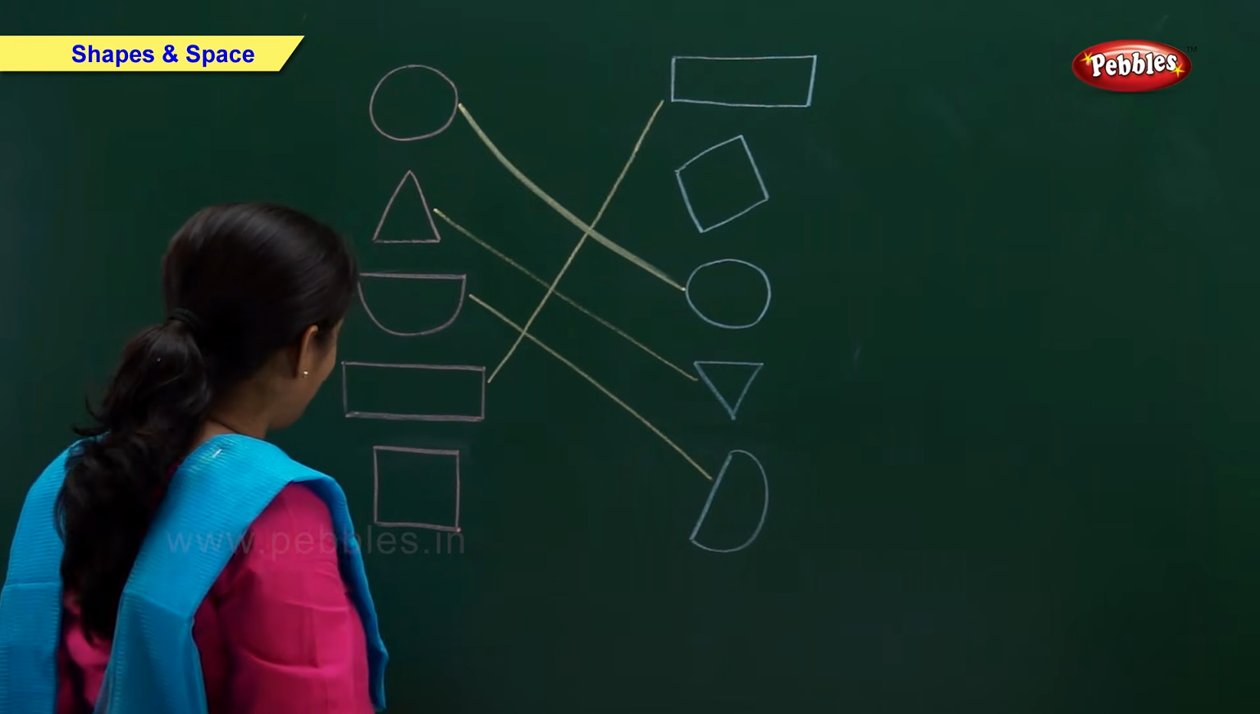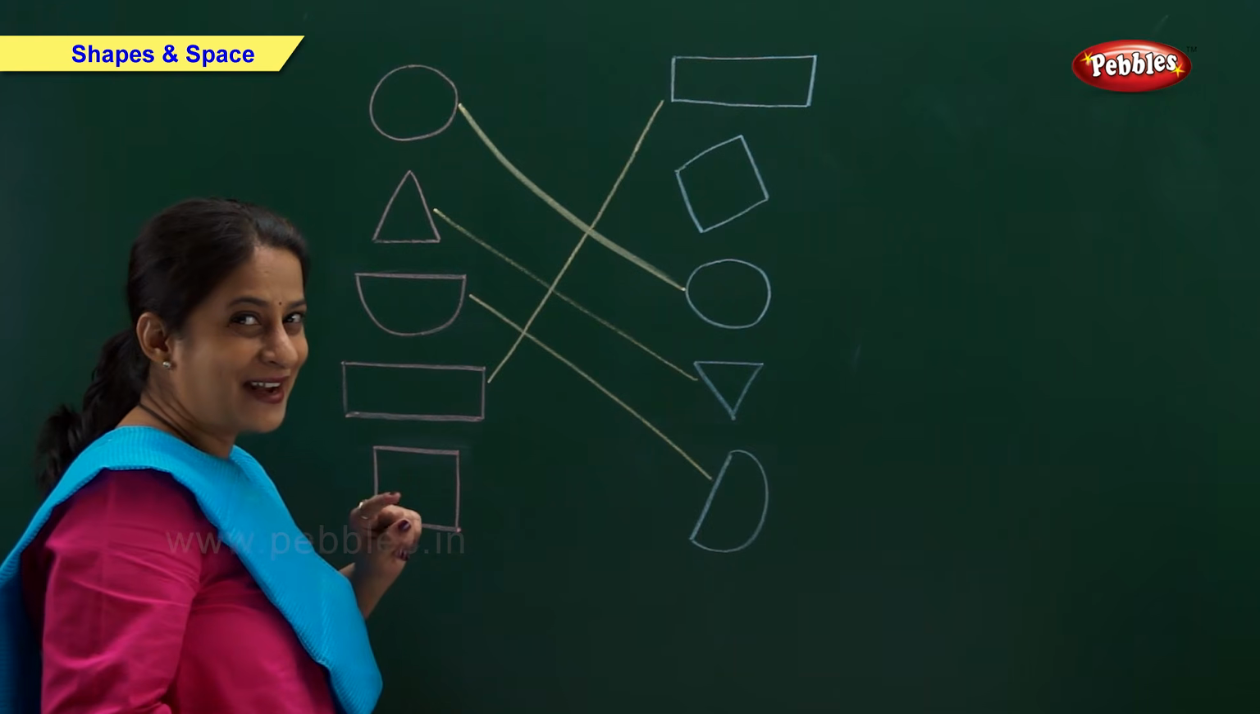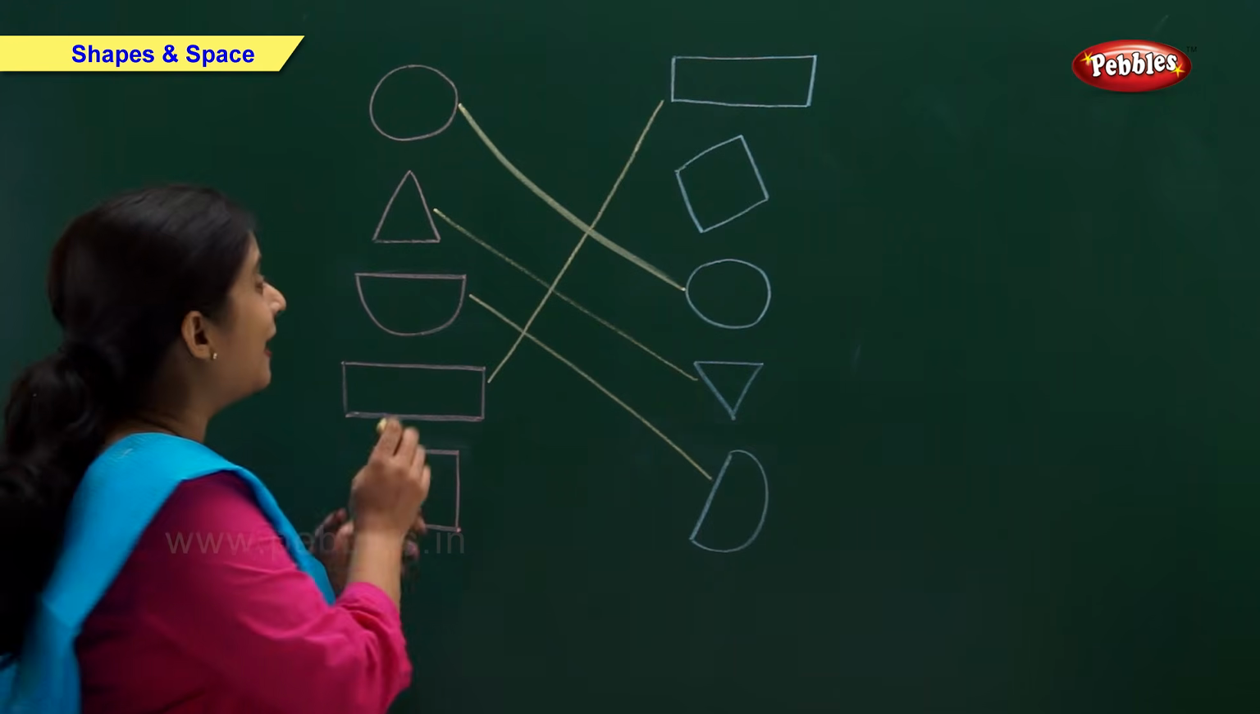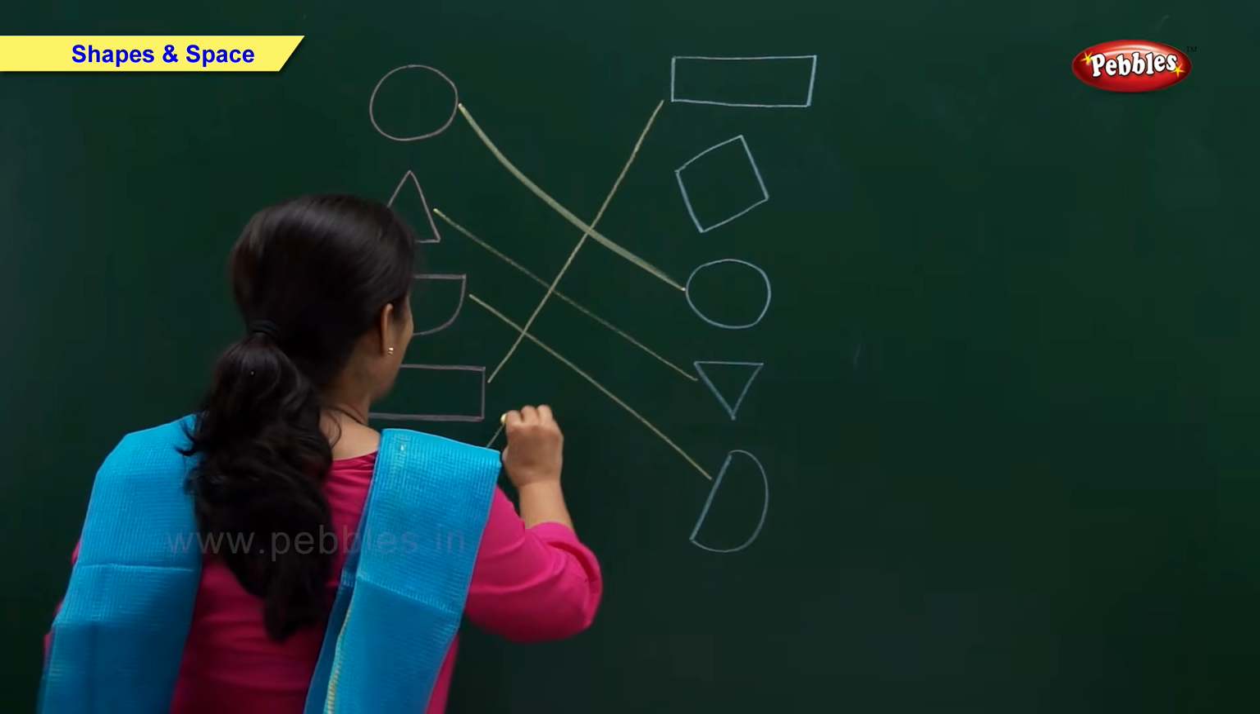Rectangle. And now which shape is this? It's very simple. Right, it's a square. And where is our square? A square. So let's match.